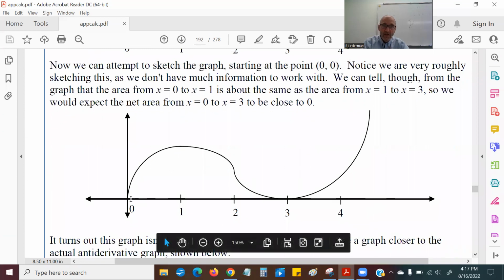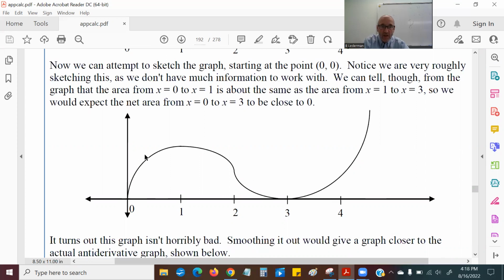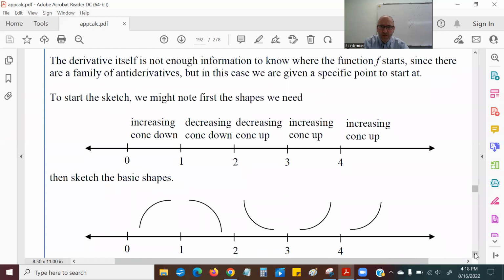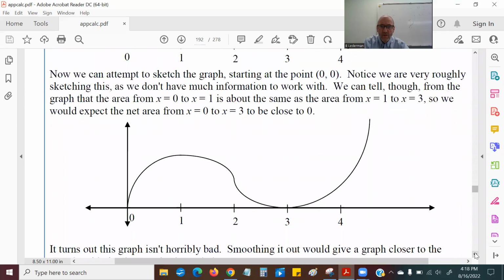Now we also have the fact that f of 0 equals 0, otherwise I wouldn't know where to put this thing. But here we go. It's increasing and concave down. It's decreasing and still concave down. This is a point of inflection when x equals 2, and it's decreasing and concave up, and now it's increasing and concave up. And that is beautiful. Oh, I think there's a little typo here. No, I'm sorry, no typo. Everything's fine.